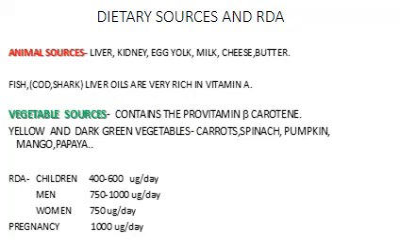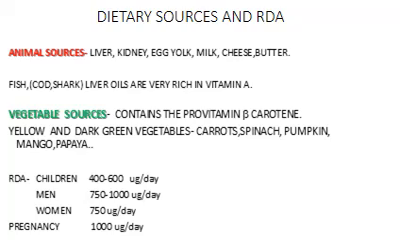Now, when you look at the dietary sources, there are two types of dietary sources for vitamin A. You have the animal sources, which include the liver, kidney, egg yolk, milk, cheese, butter, etc. And the oils like fish liver oil, cod liver oil, shark liver oil, they are all very rich in vitamin A. Then you have the vegetable sources, because the vegetable sources contain the pro-vitamin beta-carotene. And vegetables which are yellow or dark green are ideal as a source for vitamin A. For example, carrots, spinach, pumpkin, and fruits like mango and papaya.